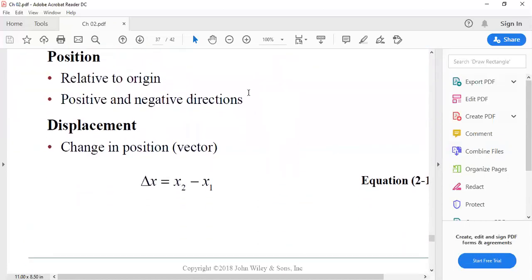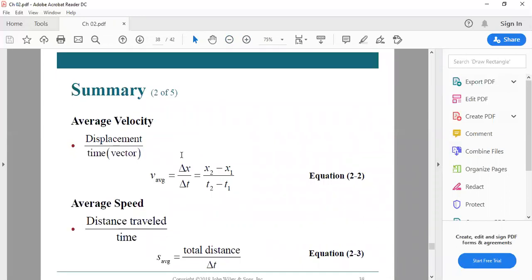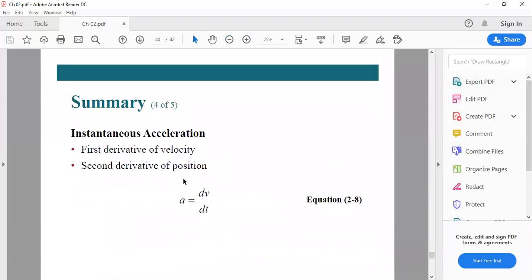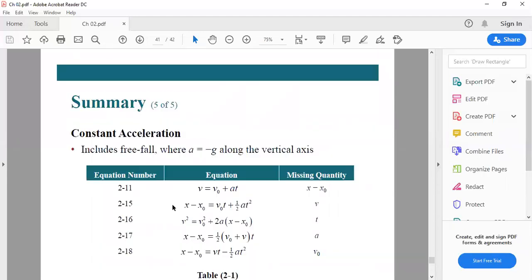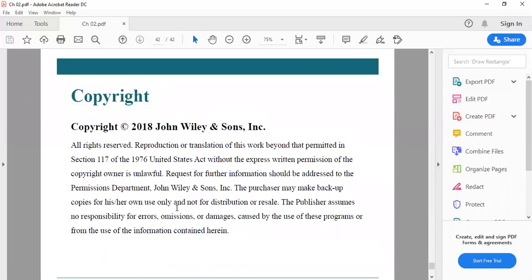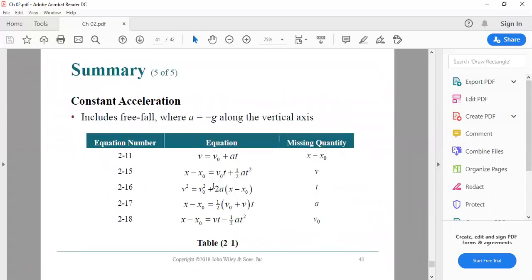The summaries here. I'm going to describe the change in position, your average velocity, average speed, instantaneous velocity and acceleration. The first derivative of velocity is going to be your acceleration. It's also the second derivative of position. These equations, I would suggest you either write down or put in a very handy place. Free fall, where the acceleration is going to be minus g. And that is a short description of what you're going to be running into in Chapter 2. If you have any questions, please do let me know.